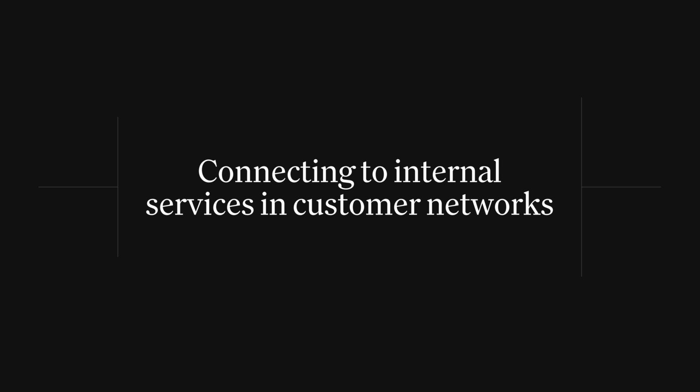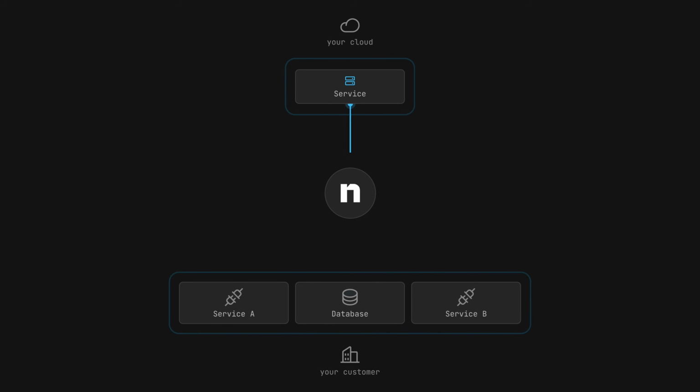Here's how teams are using ngrok in ways you might not expect, such as connecting to internal services in customer networks. With ngrok, there's no need for VPNs or firewall changes. You get direct private connections from your cloud to only the specific services you need access to in the customer's environment, not their entire network.